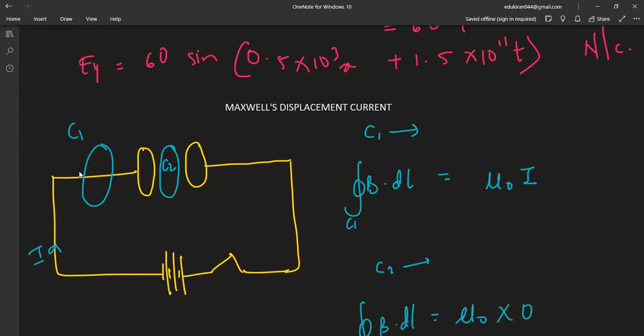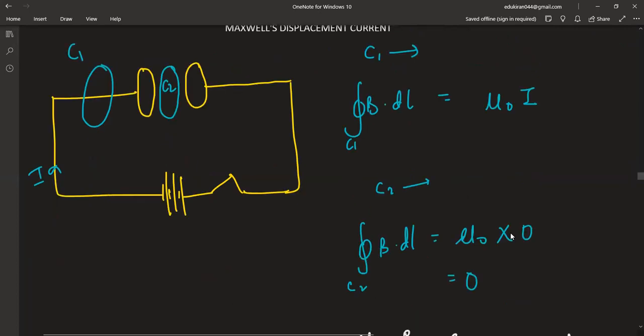So two loop areas were selected. This was one area that was selected. Here current was flowing, right? So when we apply Ampere's circuital law, the closed integral of B dot dl, we get mu naught I, right? Second, we have chosen a space in between them where no current is flowing. So now when we take B dot dl, this will be equal to mu naught into 0.